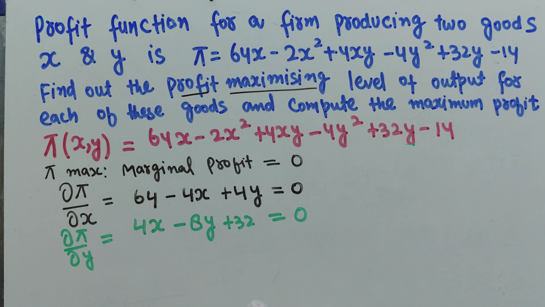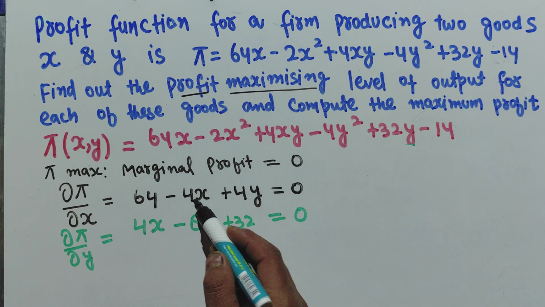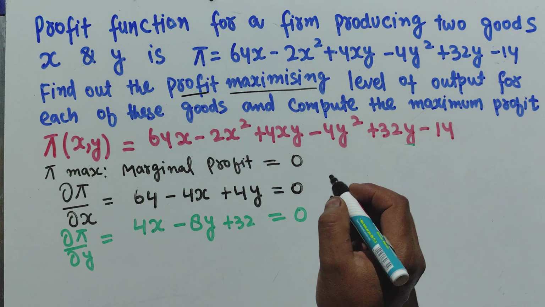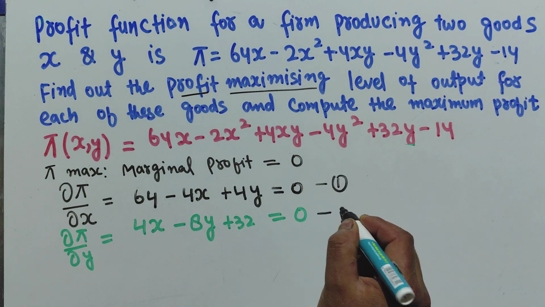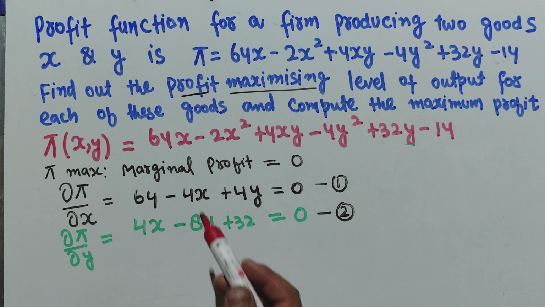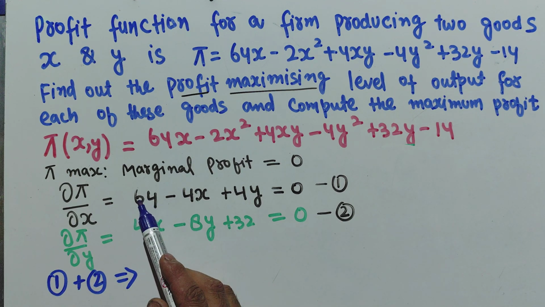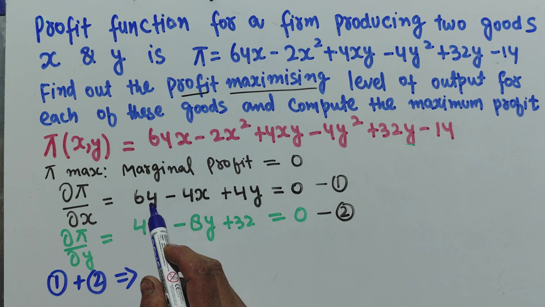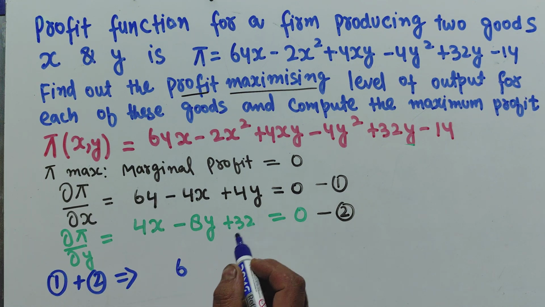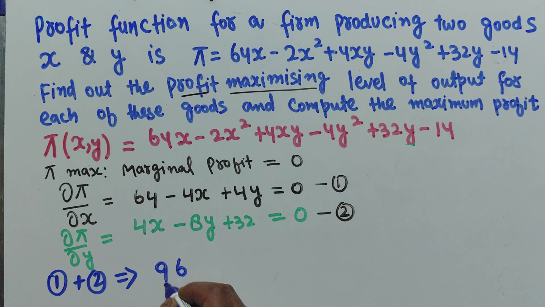Okay, so we have two equations and two unknowns. We can solve it pretty easily. We have -4x in the first and +4x in the second. Let us say this is equation 1 and this is equation 2. We add the two equations to cancel the 4x and -4x, then solve for y. So adding equation 1 with equation 2, we have 64 plus 32, which comes out to be 96.